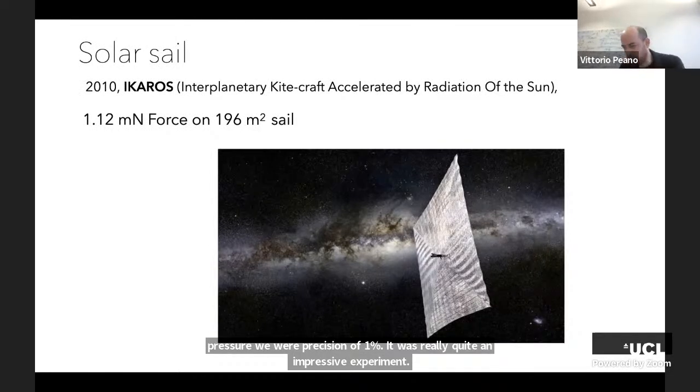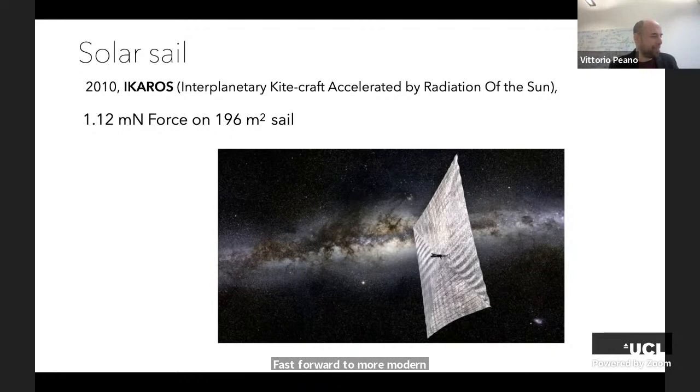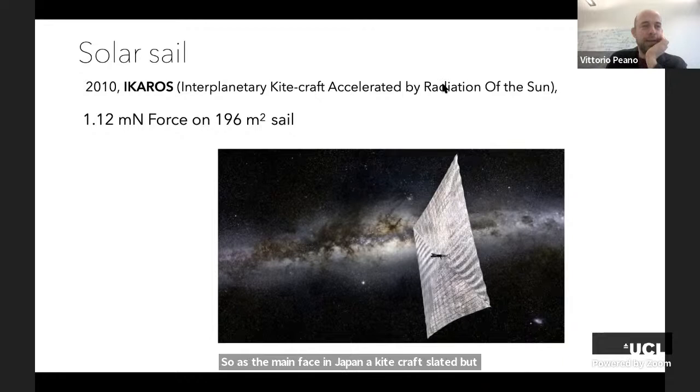Okay, now if we fast forward to more modern times, a very impressive application of radiation pressure is the IKAROS mission from the Japanese space program. As the name says, Interplanetary Kite-craft Accelerated by Radiation Of the Sun, it is basically a solar sail. I think it's 14 by 14 meters, so 196 square meters. And it works with liquid crystals, so the reflectivity can be tuned, and basically that's how it's steered.